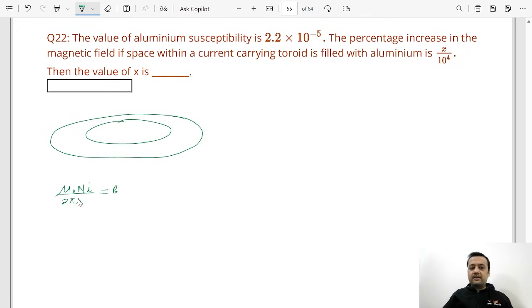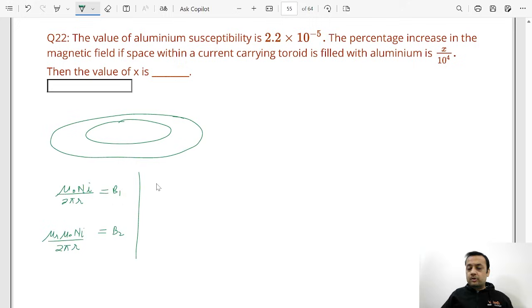Now this is the magnetic field provided there is vacuum inside the toroid, that means there is no material you have filled. But if you have filled the entire region with aluminium, the magnetic field will increase by a factor of mu r, because permeability will become mu r times. So suppose the region has been filled with a permeability of mu r. So the new magnetic field will become mu r into mu naught into N into I upon 2 pi r.